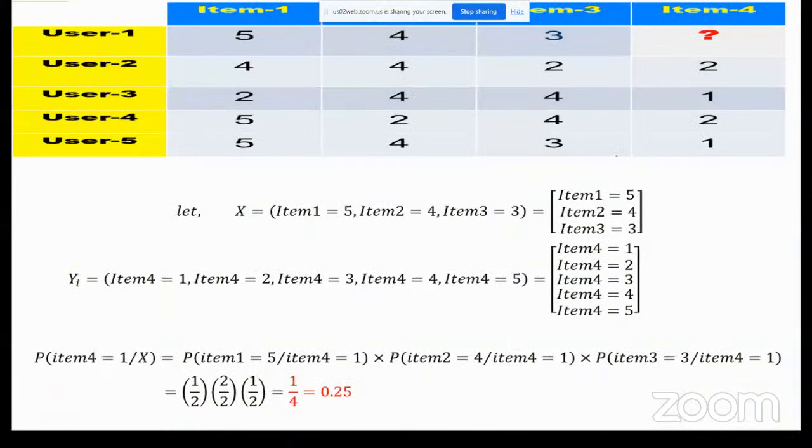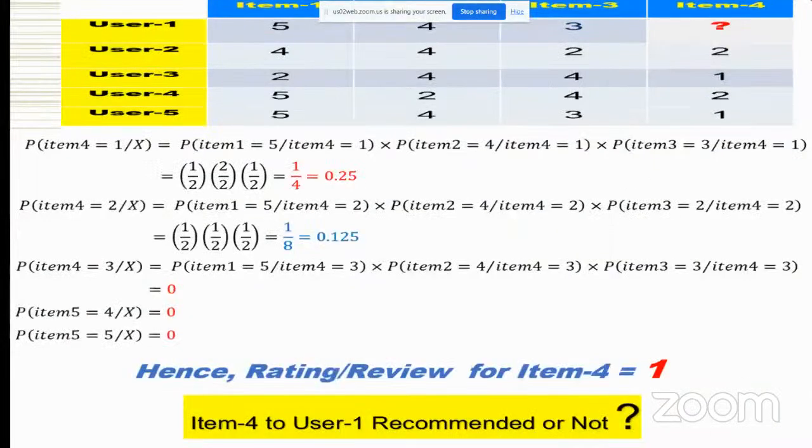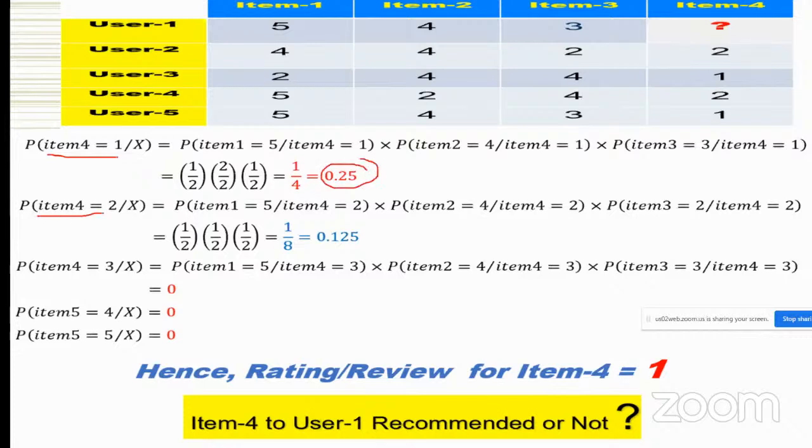So here also I have done the same thing. We have to find the rating prediction for item 4. Item 4 rating 1, what is the probability? 0.25. Item 4 rating 2, the probability is like this, and item 4 rating 3, 0 probability. Like that, we have to calculate all the probabilities. What is the maximum probability here? 0.25, which corresponds to rating 1. Hence, the rating prediction is 1.